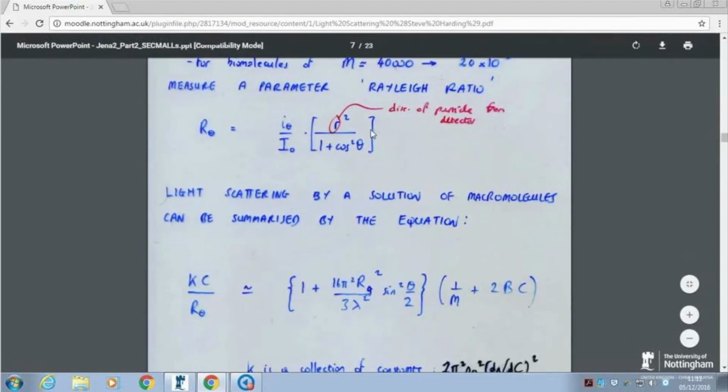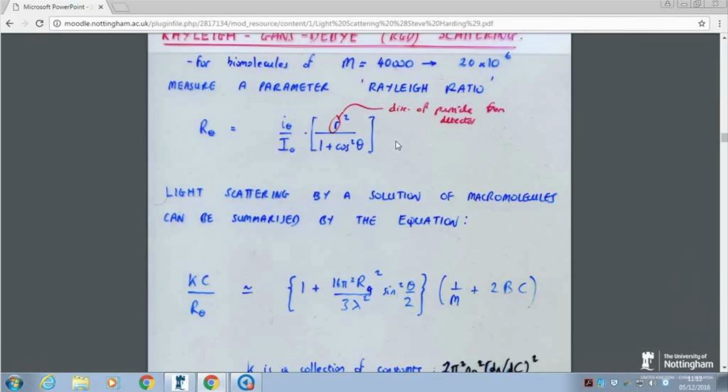And there's this geometric correction factor as well, which only applies if we're not using laser light. If we're using laser light, and I can't go into the theory behind this, it's just I theta over I0. If we're using conventional light, then we have this extra term involving the square cosine of theta, cos squared theta.